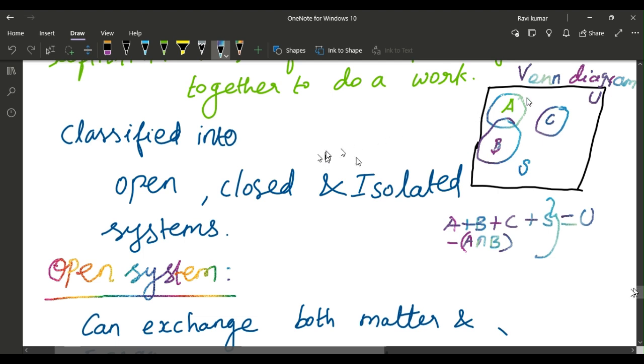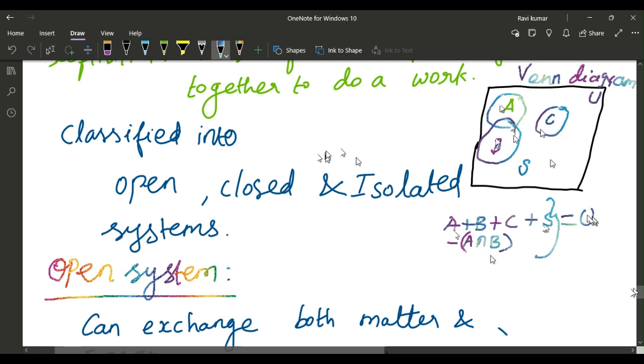So let's say by using a Venn diagram, we can represent the systems as mentioned here. Let's say A, B, and C are the three systems. These systems are embedded within the surrounding. So altogether, the systems A, B, and C, excluding the intersection part, and the surrounding, all added together, form the universe.